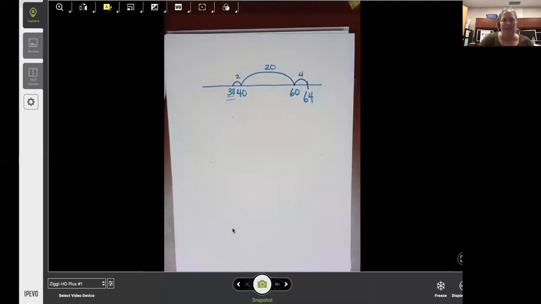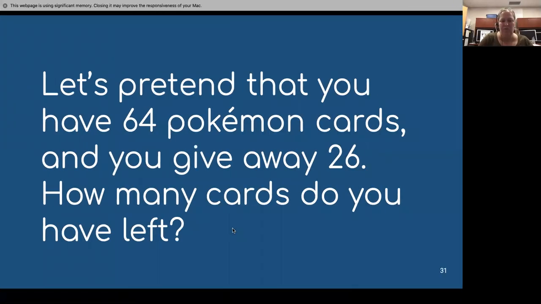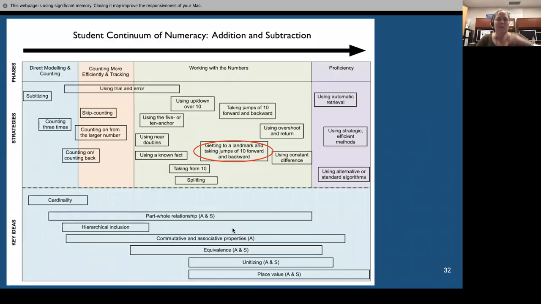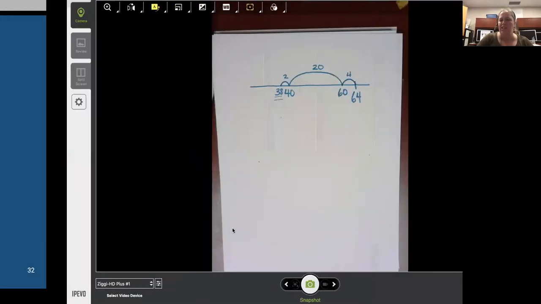I'm just going to flip back to the slide deck so we can take a look at what this one is called. This one is called getting to a landmark number and taking jumps of 10 forward and backward. People always ask me, because it has the number 10 in here, if it's okay if the student takes a bigger jump, a jump of 20 like you did. It's absolutely fine. You can just read that as a multiple of 10 forward or backwards, and you're good to go.